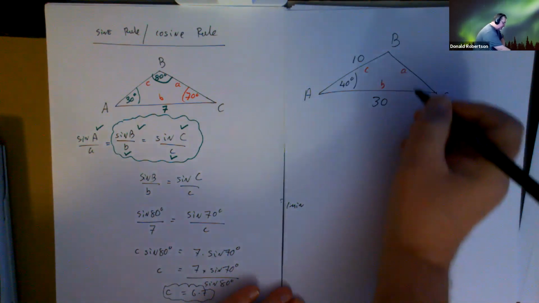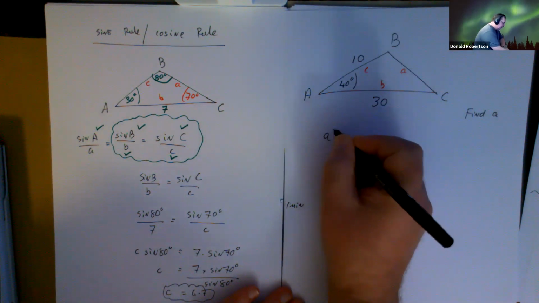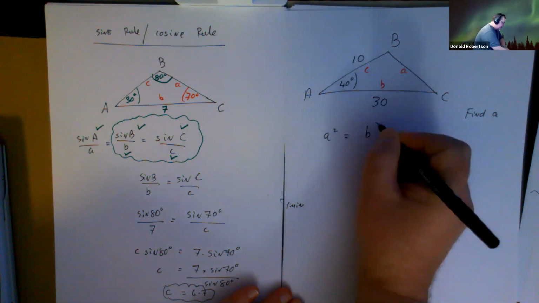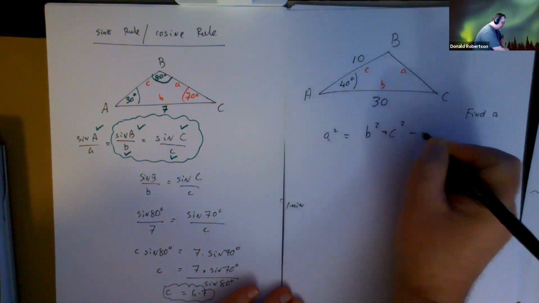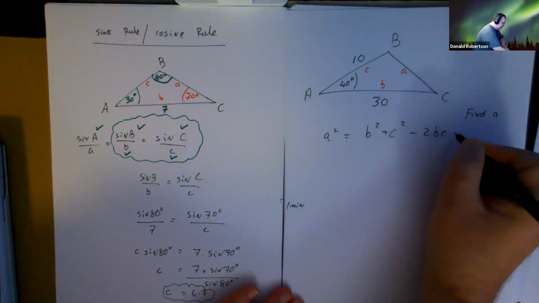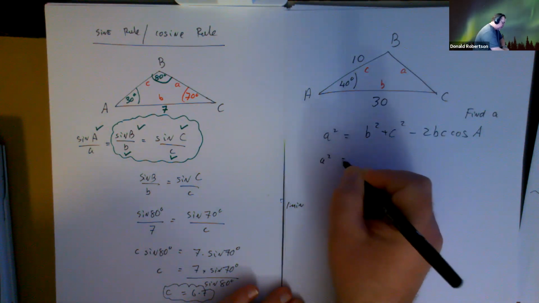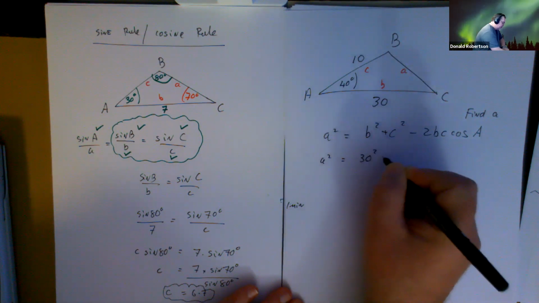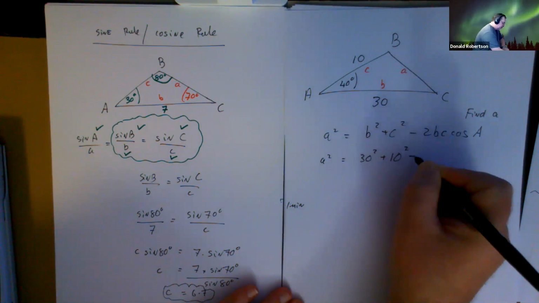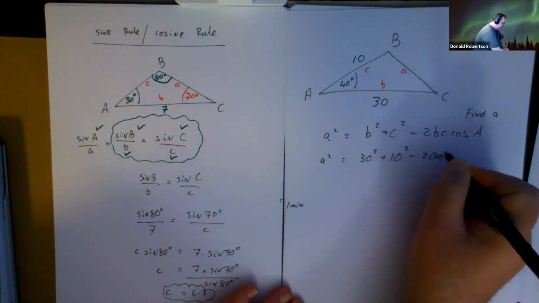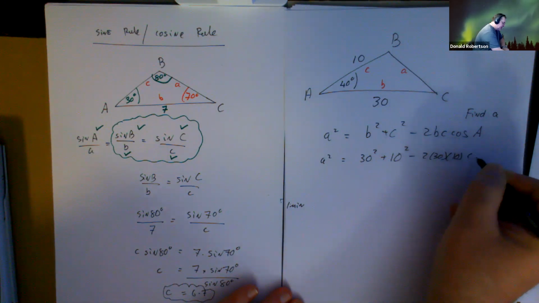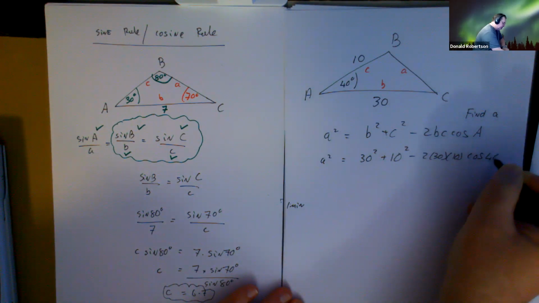Right, now in this fella here, we've got angle A, we know little b, we know little c, and we're trying to find little a. The formula is a squared equals b squared plus c squared, take away 2bc cosine of A. And so we've got 30 squared, add 10 squared, take away 2 times 30 times 10 times the cosine of 40 degrees.